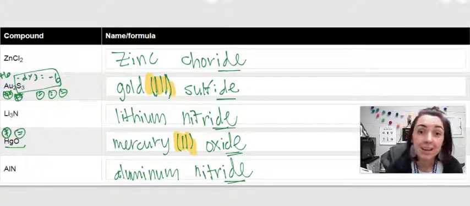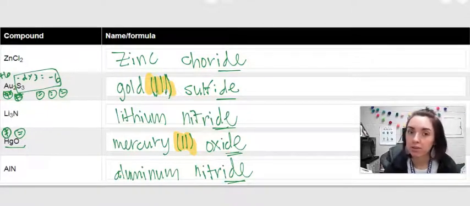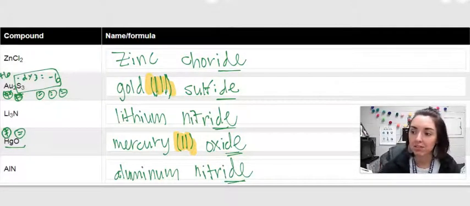So naming is a little bit easier than writing the formulas, but when you do run into those Roman numerals, they might trip you up a little bit. So just pay attention.